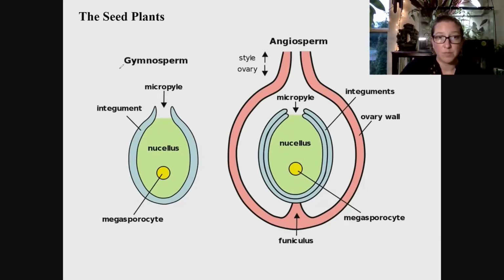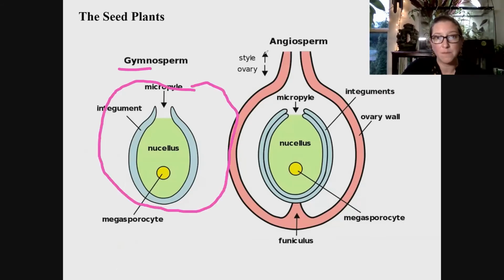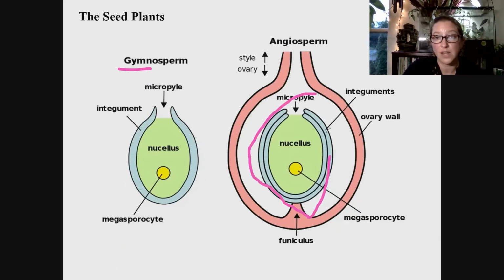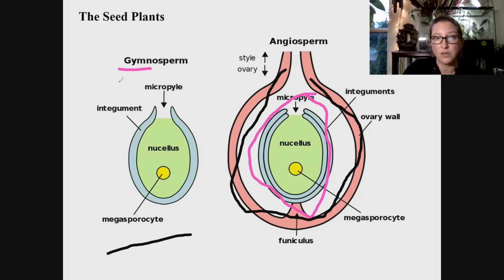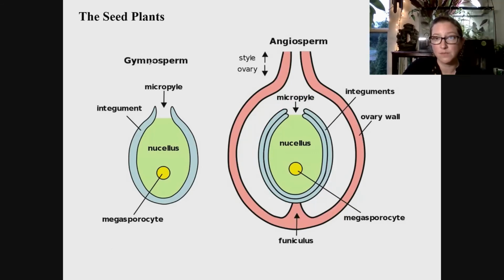On the left, you have gymnosperm. And look, here's an ovule. See, micropyle, integument, same thing we just saw, not enclosed in anything. Whereas over here, here's an ovule of an angiosperm, and it's surrounded by an ovary. So naked seed over here, right? Gymnosperm, which is what we're going to cover today. So that should be pretty straightforward, I think.